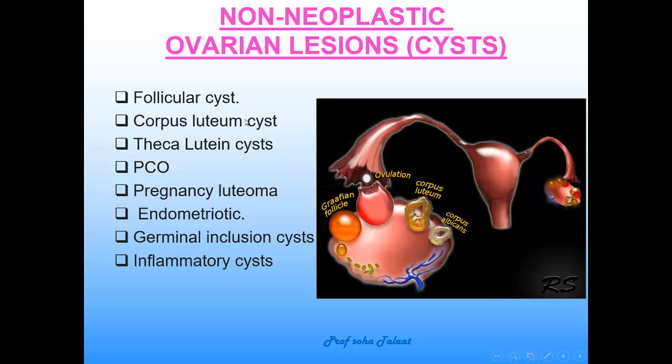Follicular cysts, corpus luteum cysts, theca lutein cysts, PCO, pregnancy luteoma, endometriosis, germinal inclusion cysts, and inflammatory cysts. All of these can be diagnosed by ultrasound. Why did I put the endometriotic cysts here? Because I thought it is some sort of functional cyst, because it shows functional endometrium.